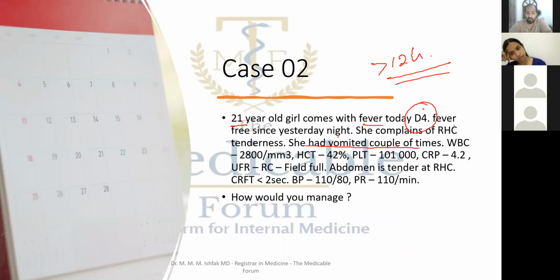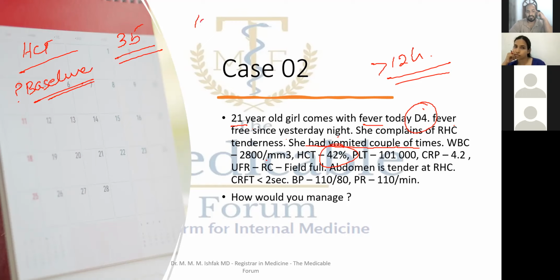WBCs are 2800. It has dropped. Hematocrit is 42. Okay. So now hematocrit, we need to know what is the baseline. That is why it is important that during the febrile phase, we tell the patient to get a full blood count so that we know what is their baseline. Let's say their baseline is 35.